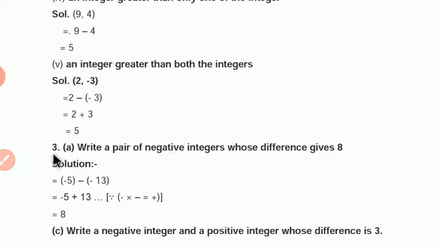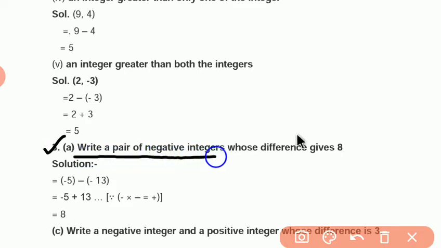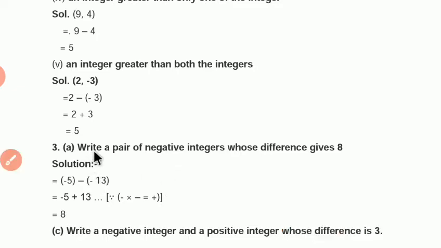Now question number 3. Write a pair of negative integers whose difference gives 8. In question number 2, we have seen that we have to write a pair of integers, which means an integer can be positive or negative. But here in this question we have to write a pair of negative integers. It means both numbers should be negative integers.